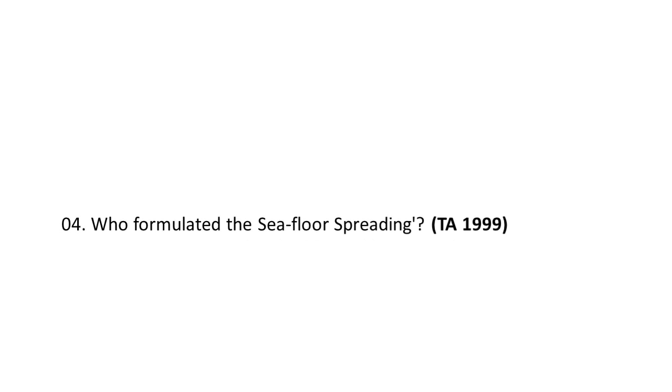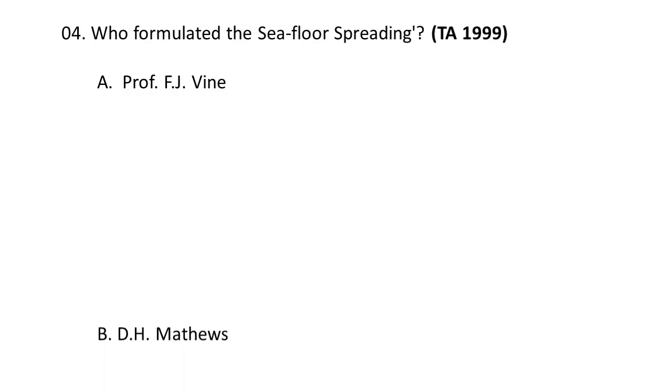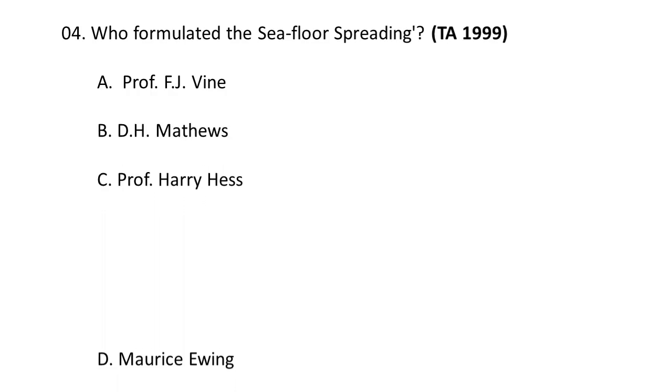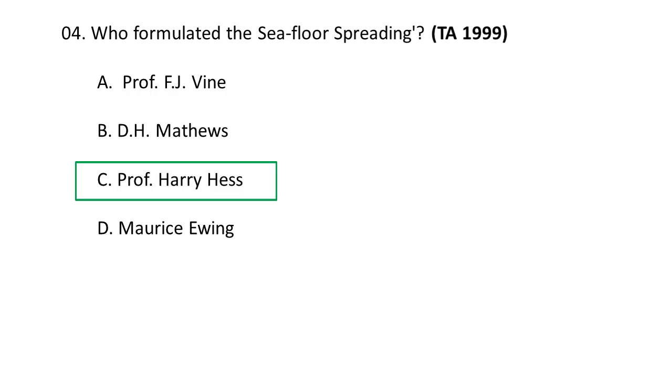Next question. Who formulated the seafloor spreading hypothesis? The options given are A. Professor F.J. Vine, B. D.H. Matthews, C. Professor Harry Hess and D. Maurice Ewing. So the correct option is Professor Harry Hess. He formulated the theory of seafloor spreading in the early 1960s. Hess theorized that basaltic magma from the mantle rises to create new ocean floor at the mid-oceanic ridges, and this process carries away the older sediment and the fossils and moves the continents. C. Professor Harry Hess is the correct option.